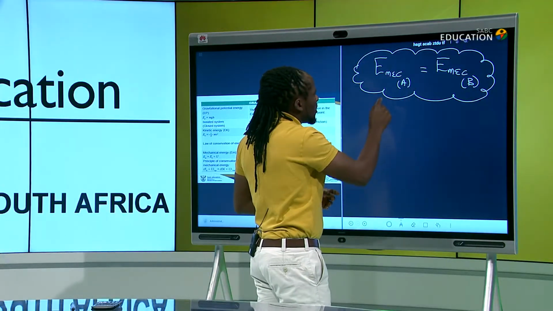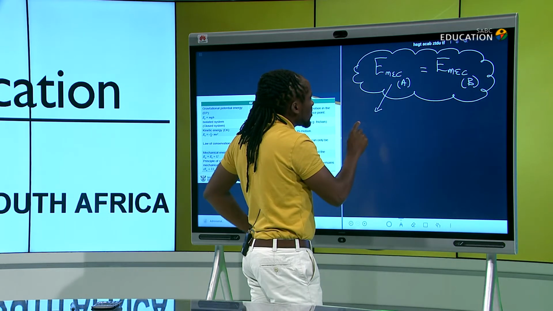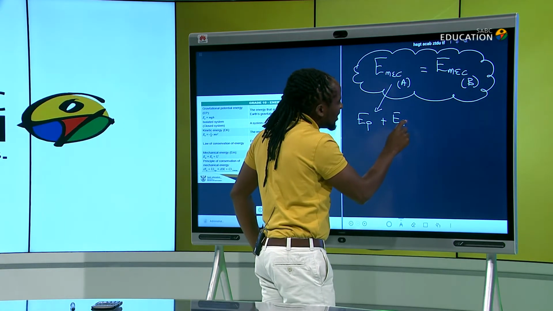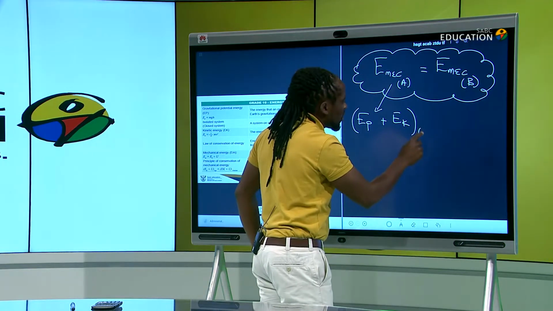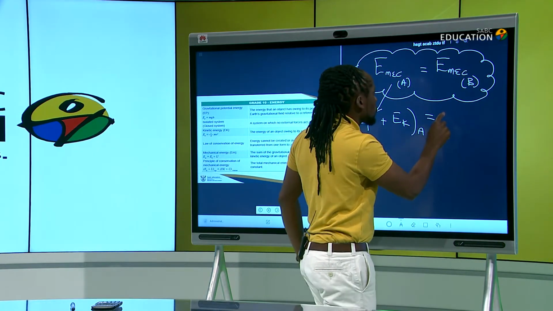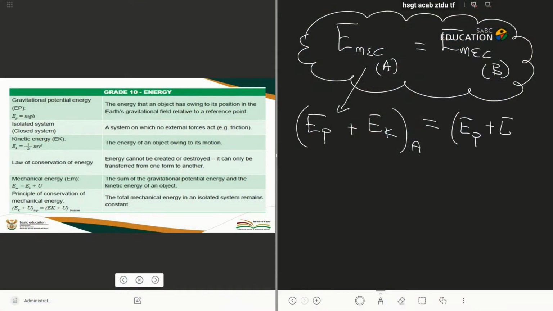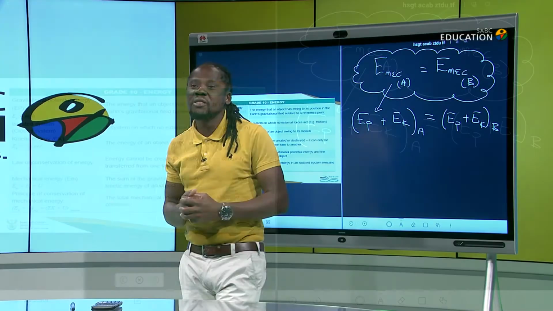But remember, the mechanical energy comprises the gravitational potential energy as well as the kinetic energy at a particular point. Okay, then this also equals the gravitational potential energy plus the kinetic energy at a different point, provided the system is a closed system.